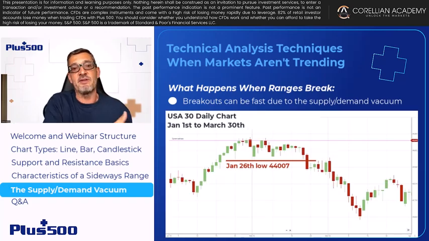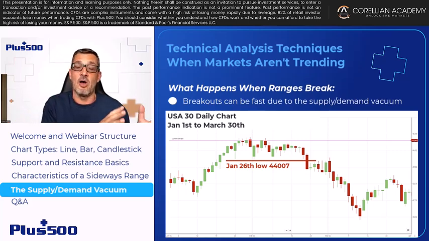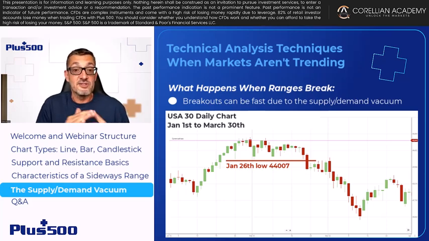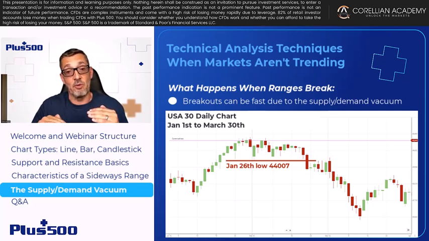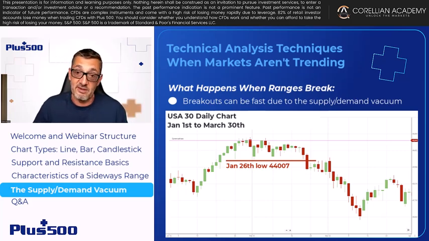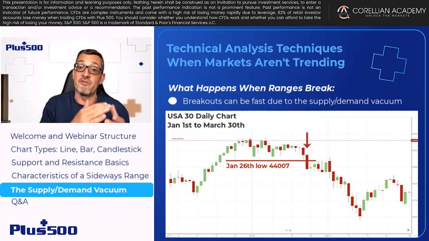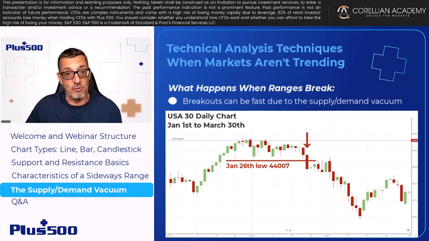If we look back at the previous example of the daily chart of the USA 30 between late January to the middle of February 2025, we can see that the break of the previous support level from January the 26th is actually an example of a demand vacuum. Support had previously been found at 44,007, and that's the January 26 low, which held selling pressure on February the 2nd and again on February the 19th. However, look what happened on February the 20th when the support level gave way.